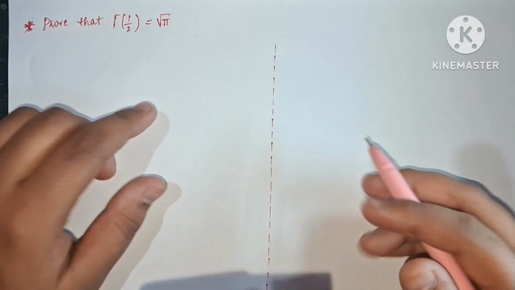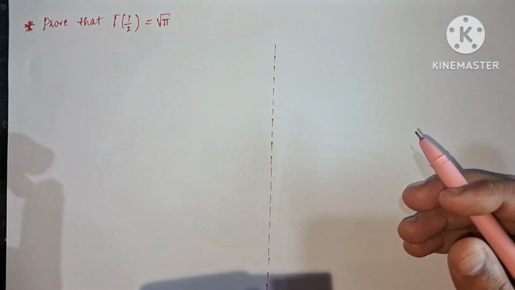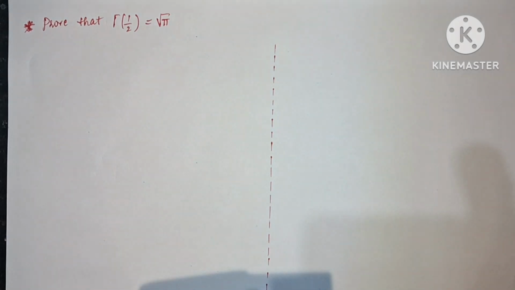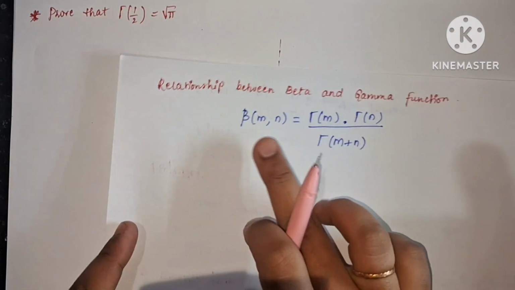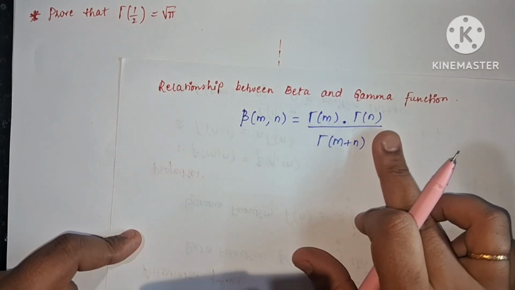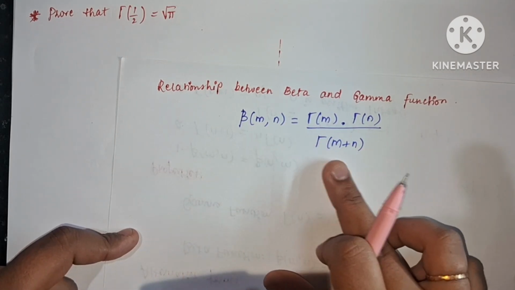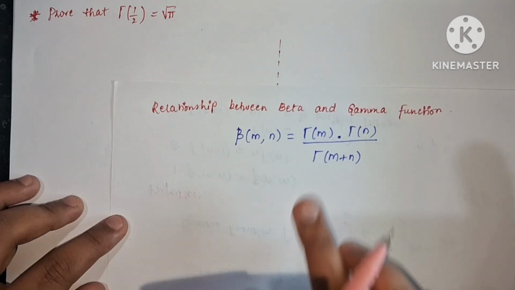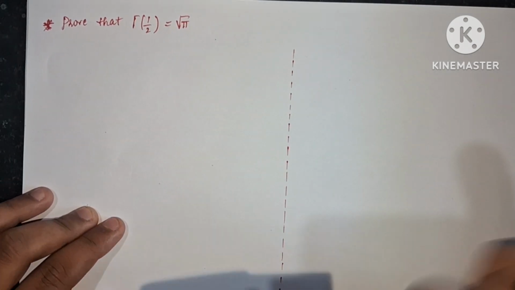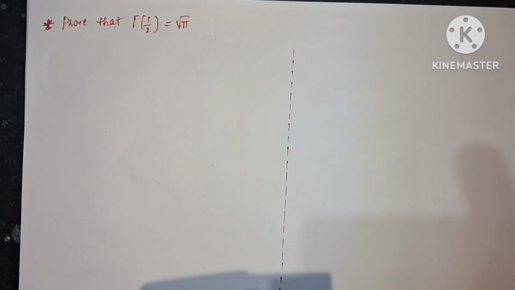To prove this, we need the relationship between the gamma and the beta function. So what is the relationship between the gamma and the beta function? Just now we have learned the relationship between the beta and the gamma function, that is given by beta of m comma n is equal to gamma of m into gamma of n whole divided by gamma of m plus n. So we will take this formula here and we will start proving this property.